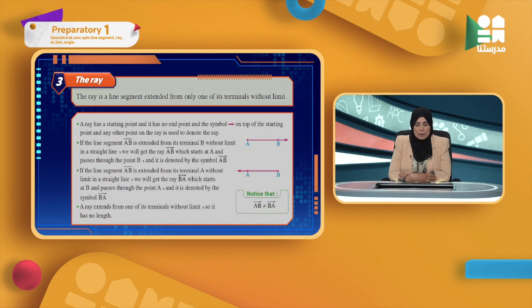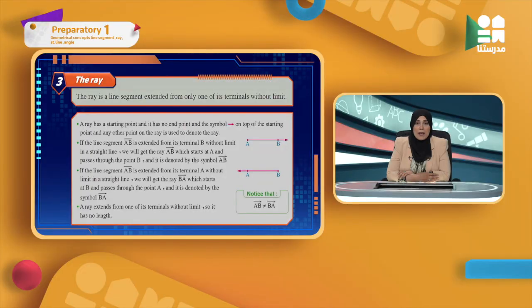If the line segment AB is extended from its terminal without limit in a straight line, we get the ray AB with an arrow above it, which starts at A and passes through point B, and it's denoted by the symbol AB with an arrow above it in one direction. If the line segment AB is extended from A without limit in a straight line, we will get the ray BA, which starts at B and passes through point A, and it's denoted by the symbol BA with an arrow above it.